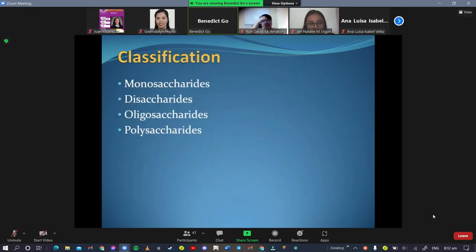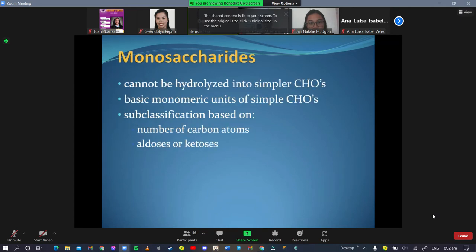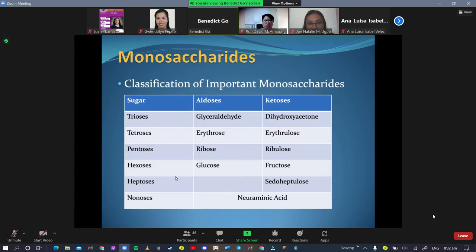All right, so the classification can be based on the number of subunits, such as monosaccharides, disaccharides, oligosaccharides, and polysaccharides. Monosaccharides are considered the building blocks because they cannot be hydrolyzed into simpler carbohydrates. And they're considered the basic monomeric units of simple carbohydrates as well. Now, these monosaccharides can be subclassified by the number of carbon atoms and whether they are aldoses or ketoses. So here's an example of the subclassification.